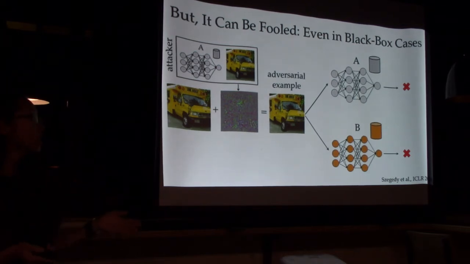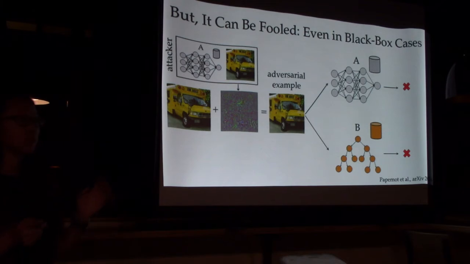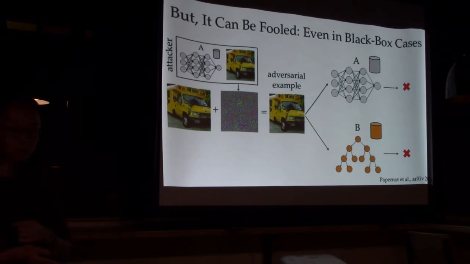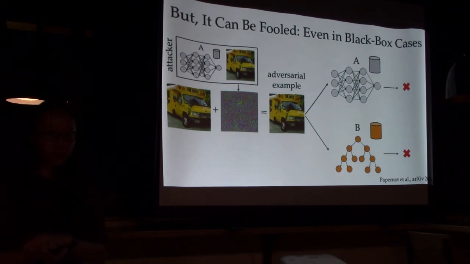And this even works if B isn't a neural network and if it's some other kind of model like a decision tree. It doesn't work quite as well, but it still works. And so this is a pretty big deal.